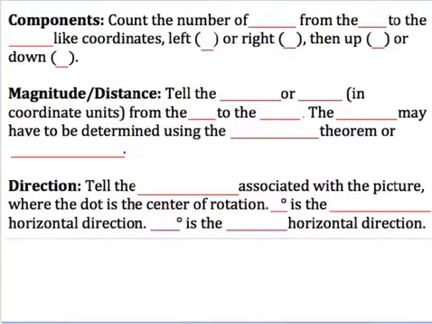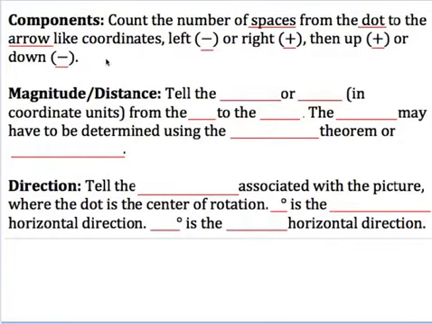All right, so a couple things you need to know. These are in your notes, so make sure you fill out all the underlined parts. There's 3 different things you need to know about vectors. You need to know about the components. So you're going to count the number of spaces from the dot, or the starting point, to the arrow like coordinates. So if you're going left, then it's a negative. If you're going right, it's a positive. If you're going up, it's positive. If you're going down, it's negative.